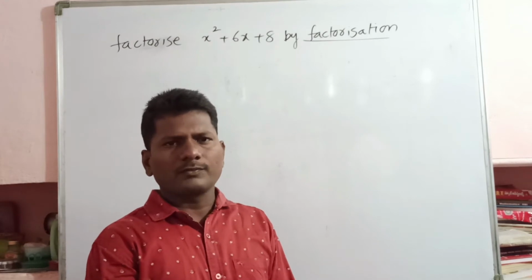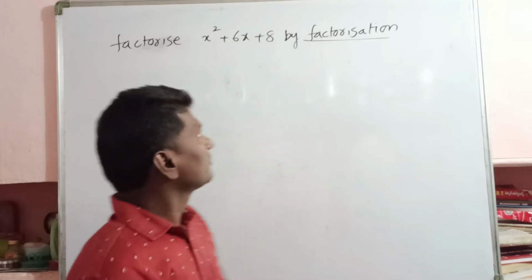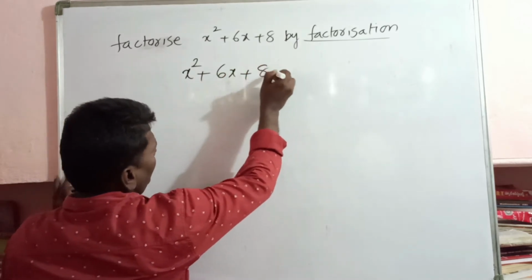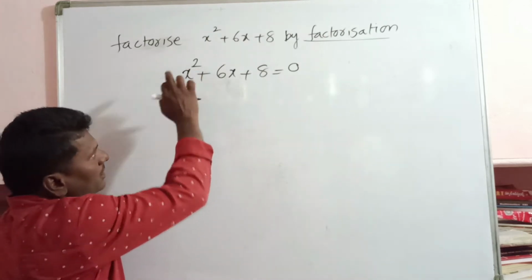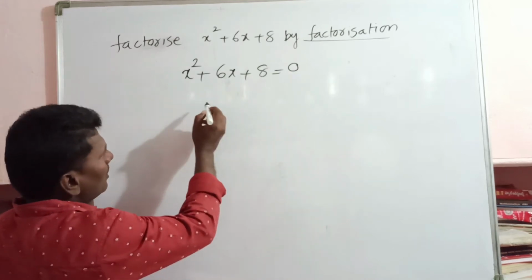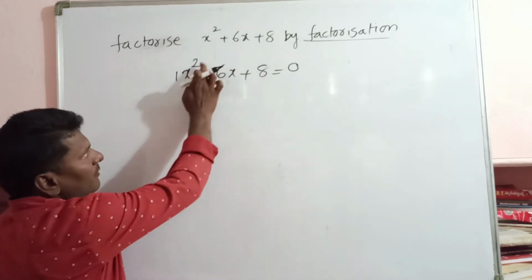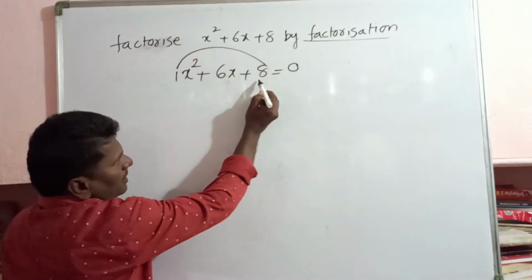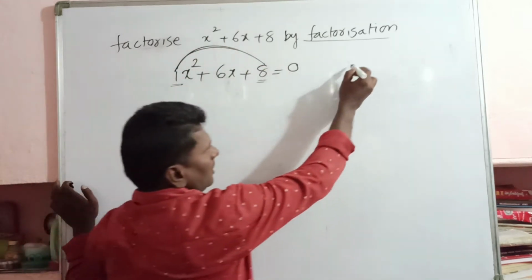Now let us solve one quadratic equation by using the factorization method. x square plus 6x plus 8 is equal to 0. This is a quadratic equation because the highest degree is 2. Coefficient of x square is equal to 1 here. Multiply these two terms, that means the constant term and the coefficient of x square. 1 into 8, 8.